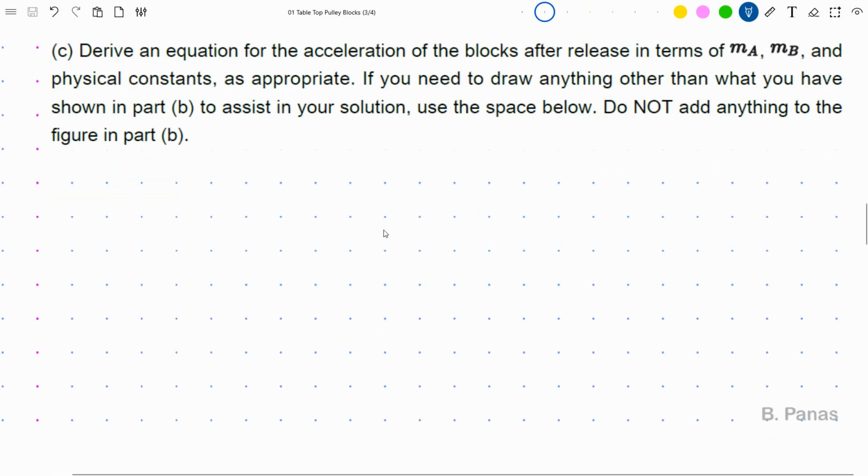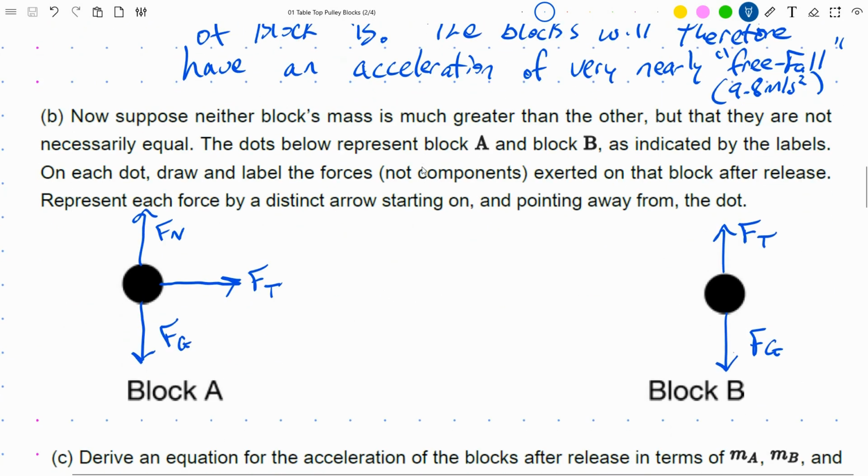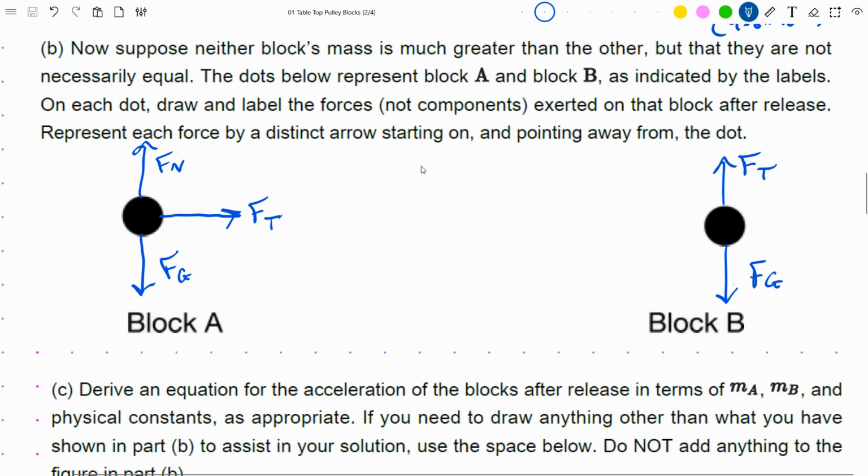Part C. Derive an equation for the acceleration of the blocks after release in terms of MA, MB, and physical constants as appropriate. If you need to draw anything other than what we've already drawn, do not add anything to the figure in part B. The reason they're saying that is because when they ask for a free body diagram like this, even though they didn't use that phrasing, what they definitely do not want to see is anything in these force drawings other than forces.